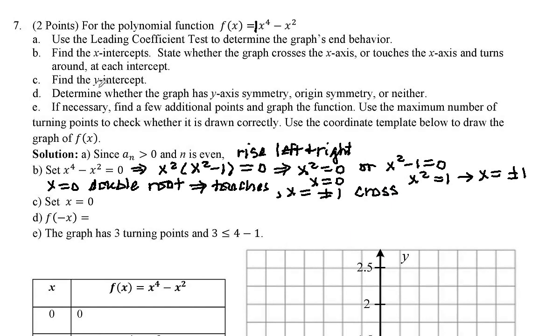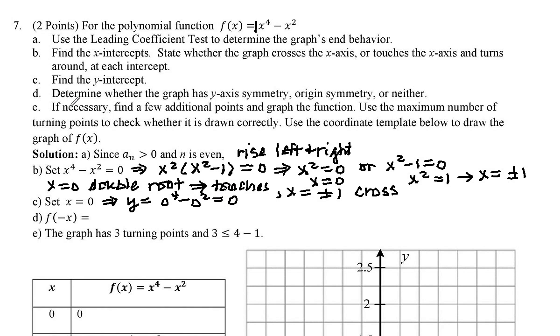And then part C, y-intercept. So you set x equals 0, plug that in and get the y that goes with it. So we plug that in here and here. So that's 0 to the 4th minus 0 squared, which equals 0. So the x- and y-intercept are both 0.